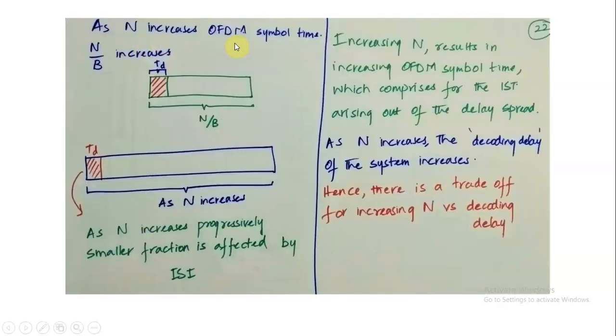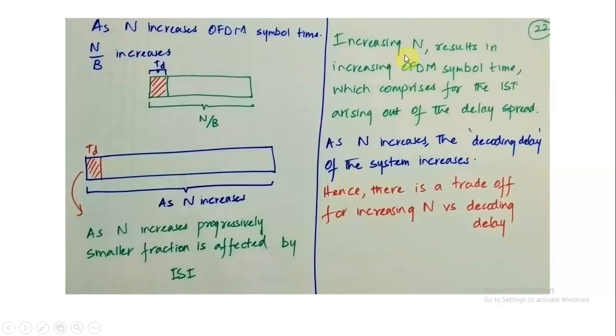Now as N increases, the OFDM symbol time also increases, as depicted by this equation, N divided by B. If N is large, N over B will also be large. So as N increases progressively, we have a smaller fraction of the total symbols affected by ISI.